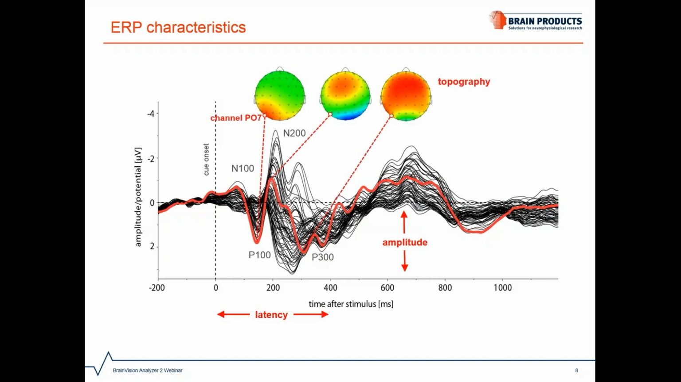Topographic maps nicely show the spatial distribution of ERP components across scalp electrodes. In this example, you can see, for instance, that the P100 is more left parietally located, whereas the P300 shows a widespread frontomedial distribution.